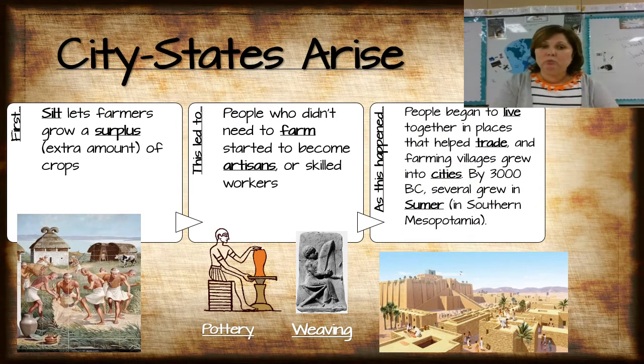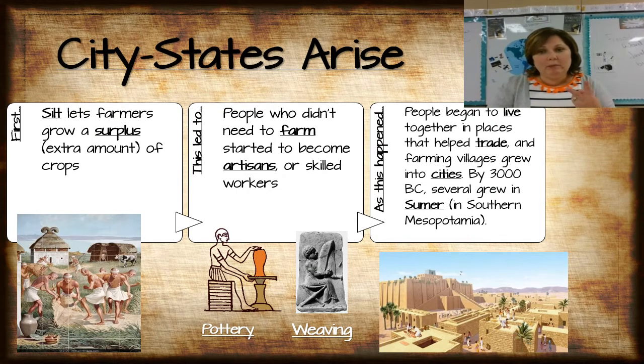When you have too much food and you're able to chase other dreams and make other things, then you have goods so that you can trade with other farming villages around. And so by the year 3000 BC, several little cities have popped up all over in Sumer in this area in southern Mesopotamia, and they are able to trade with one another.